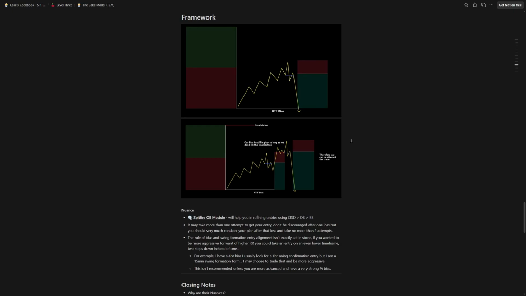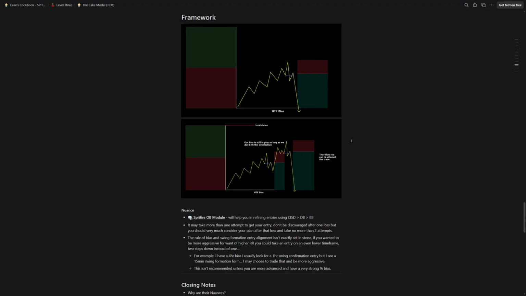The rule of bias and swing formation entry isn't exactly set in stone. If you wanted to be more aggressive for higher risk to reward, you could take an entry on an even lower time frame, 2 steps down instead of 1, for example. So if I have a 4-hour bias, I usually look for a 1-hour swing formation as my confirmation to enter. But let's say I see a 15-minute swing formation form. I may choose to enter on that, and that will be a much more aggressive entry. I'm going to be attacking with a better risk to reward, but due to that aggression, I'm more likely to be taken out.